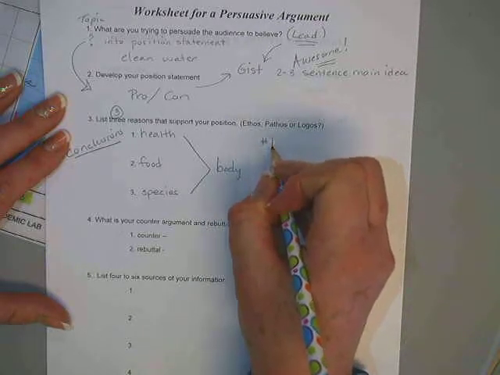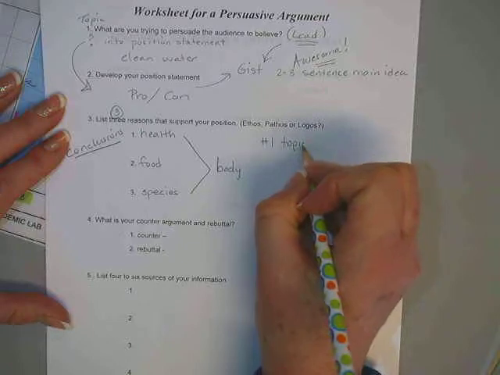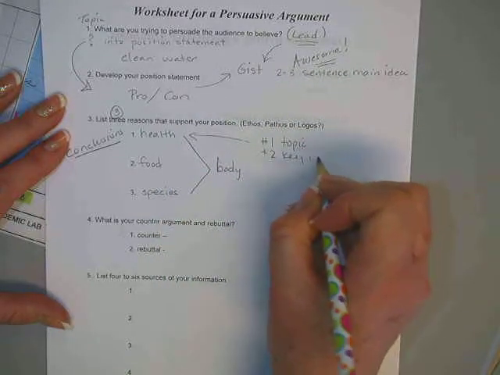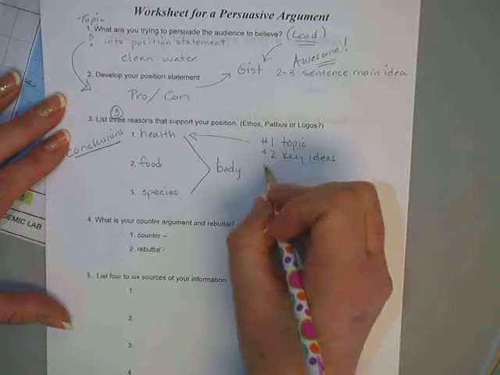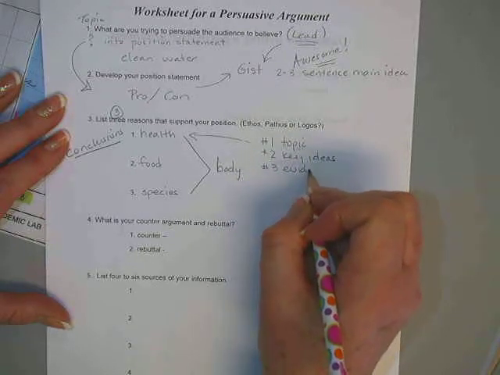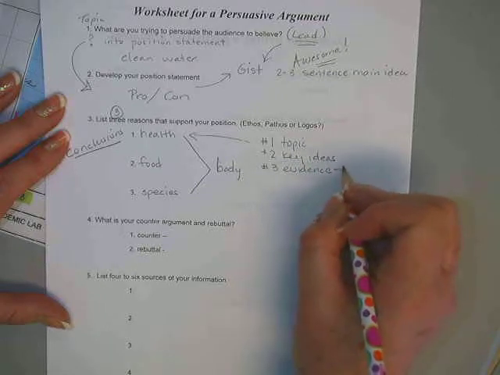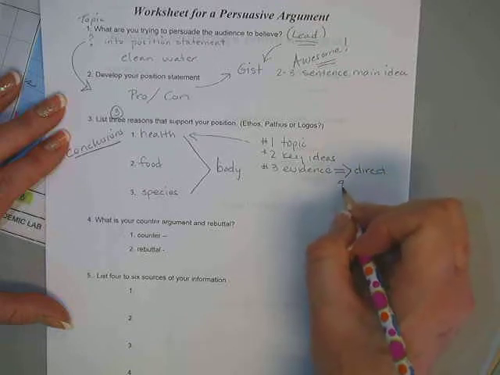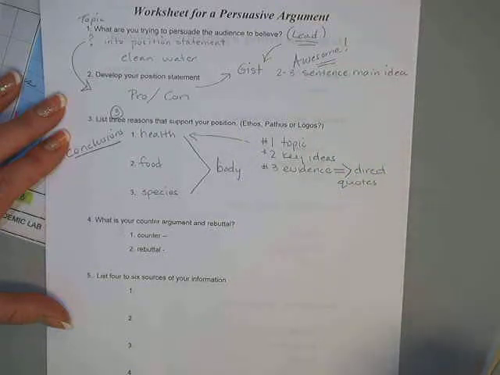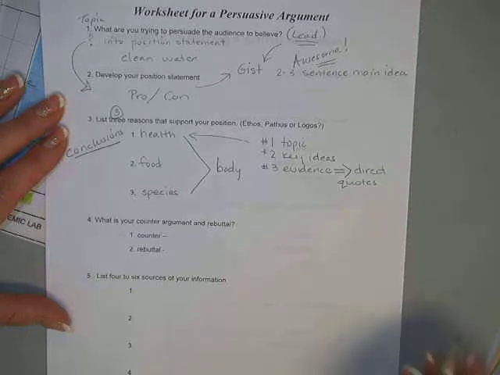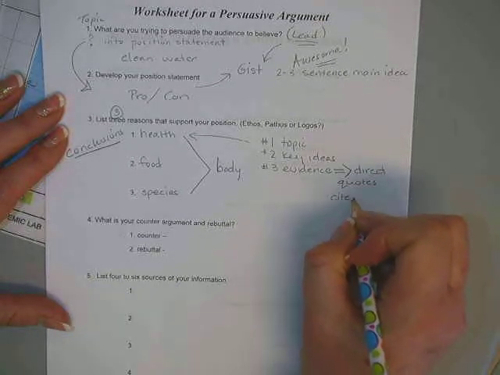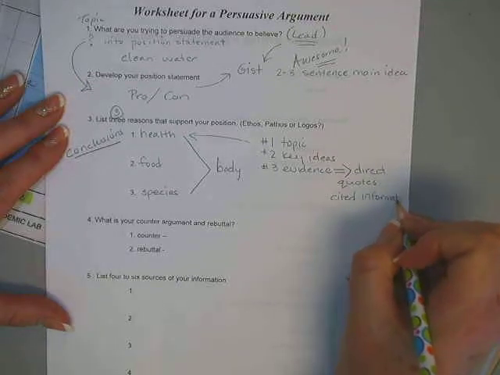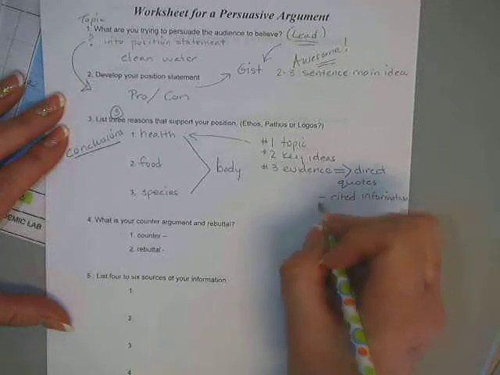and for every paragraph in the body of your paper, you must have a topic sentence. That would be your reason. You must have key ideas, and you must have evidence, which includes direct quotes. It also includes cited, notice it's spelled C-I-T-E-D, information.